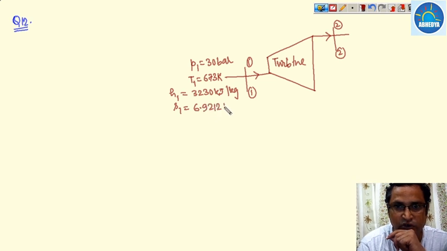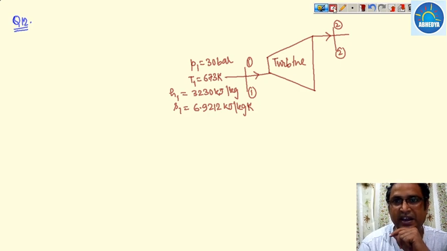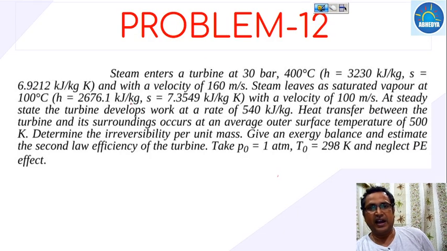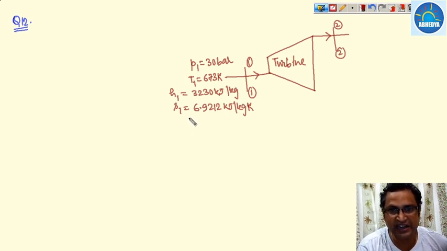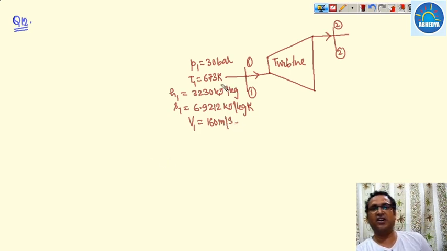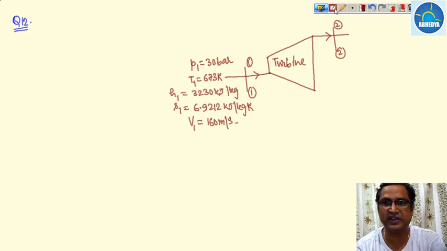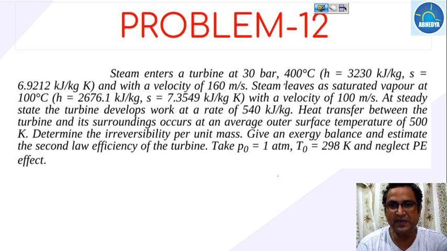6.9212 kilojoule per kilogram Kelvin. The inlet condition is given, and the velocity is also given, that is 160 meter per second. So I am just writing here capital V for velocity, that is 160 meter per second. All conditions at the inlet will be given. At the same time, the steam leaves as a saturated vapor at 100 degrees centigrade.